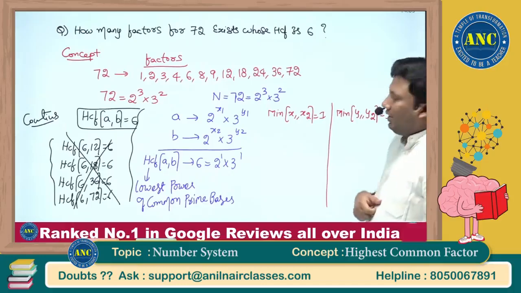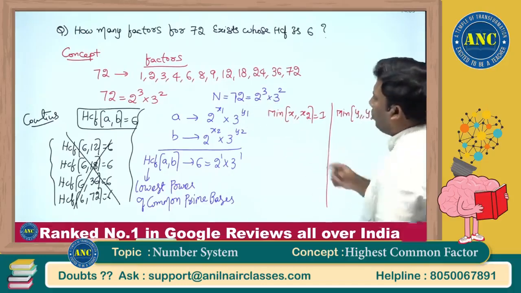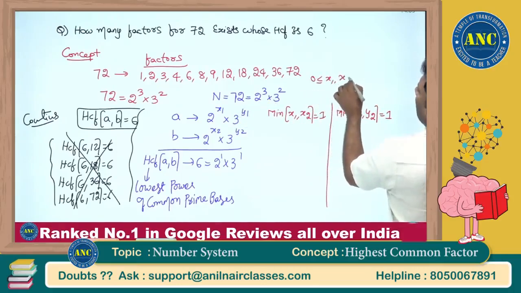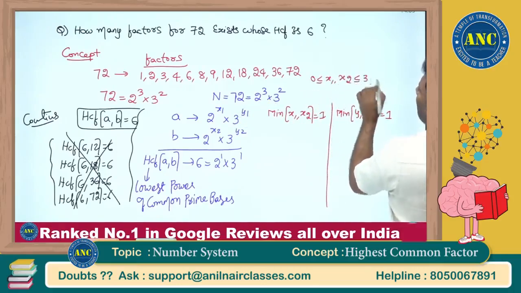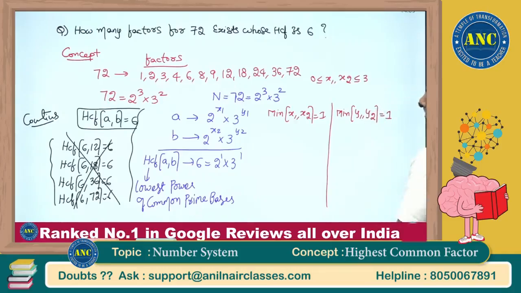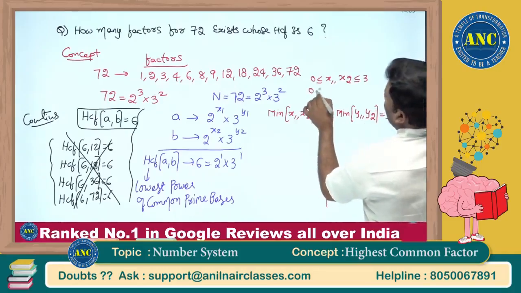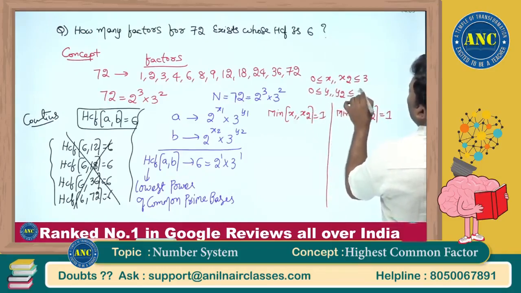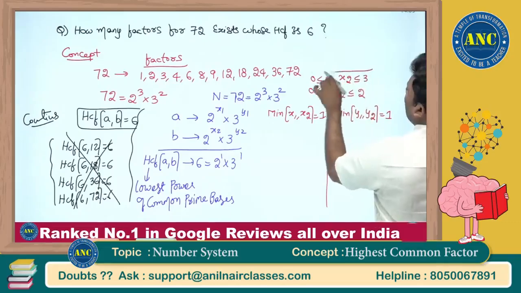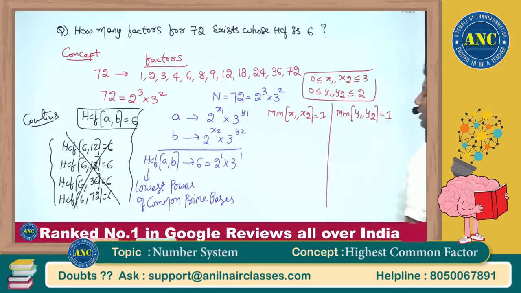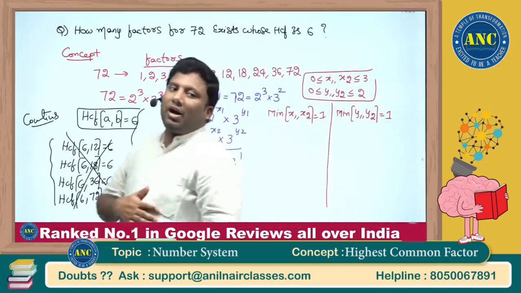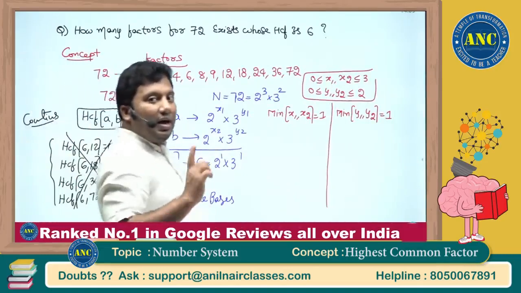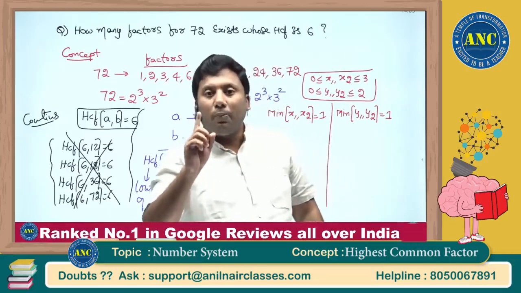I hope the idea is clear. So x1 and x2, what are the limits? It can start with 0 and it has to end at 3. Why? Because 72 is 2 power 3 into 3 square. Similarly, 0 is less than or equal to y1, y2, which are less than or equal to 2. Why? Because to get 72, the power of 2 should be 3 and the power of 3 should be 2. Till here clear?